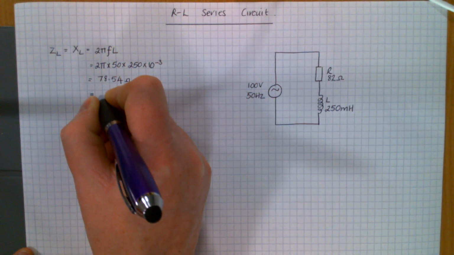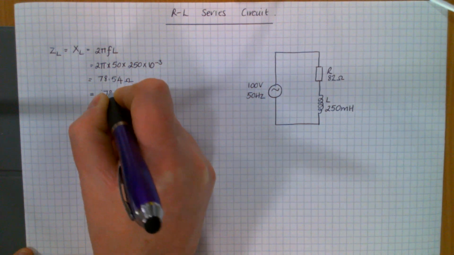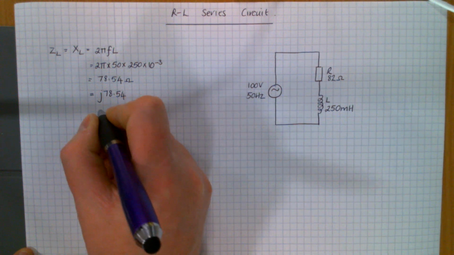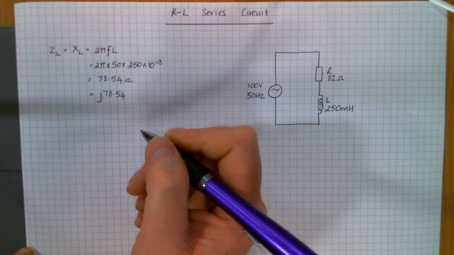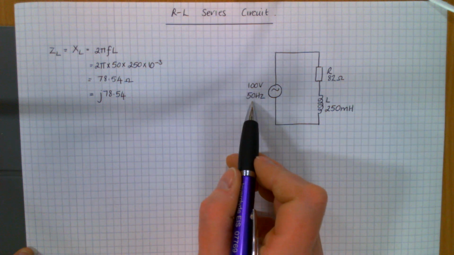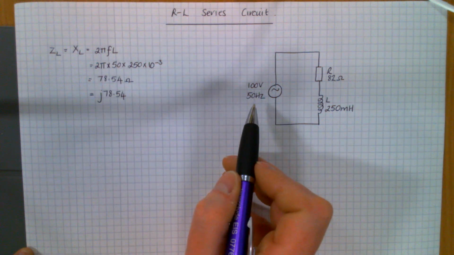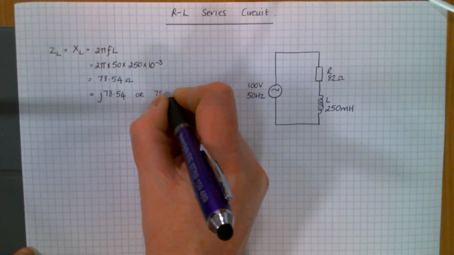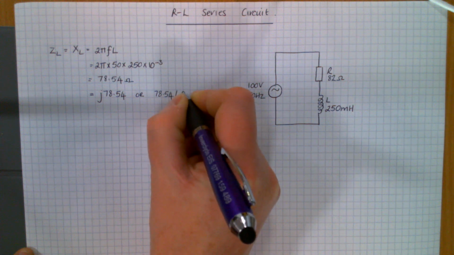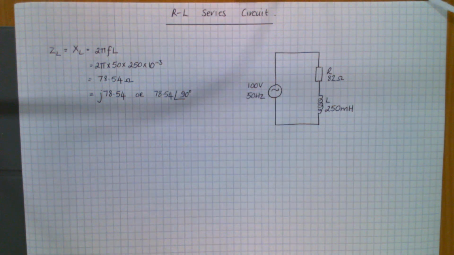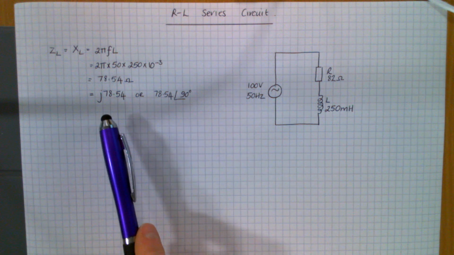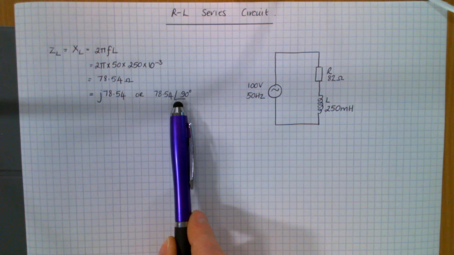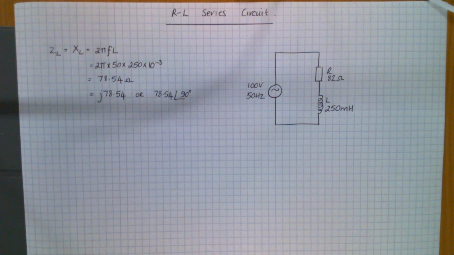that in rectangular form is J78.54, and in polar form, yes, 50 for that frequency of supply. That's where that 50 comes from. So that's what that XL is as a rectangular number and as a polar number. So that's in its two forms of being complex numbers.